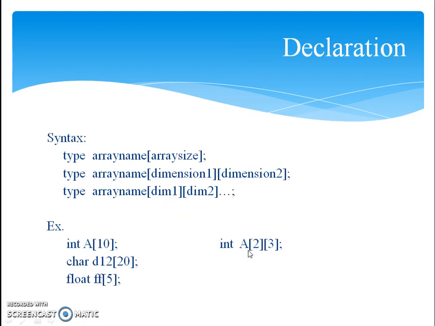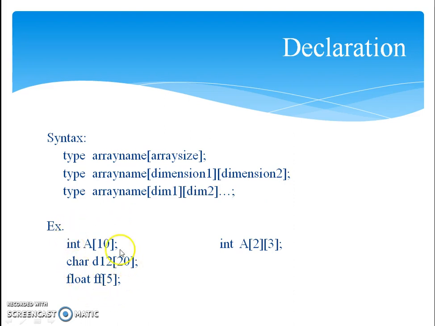Coming to the declaration of the array, this is the syntax. Firstly, you should mention the data type of the array, which type of elements you are going to store, then the name you want to give to the array, and in square brackets the size of the array. This is for one-dimensional. For two-dimensional, it is the same: type and array name, but you mention 2 different dimensions. For multi-dimensional arrays, you go on declaring the dimensions the same way: first dimension, second dimension, and as many as you want.